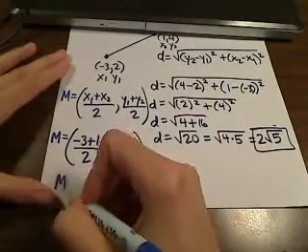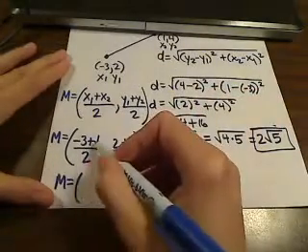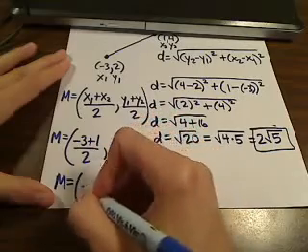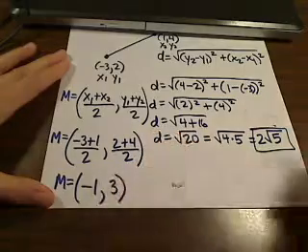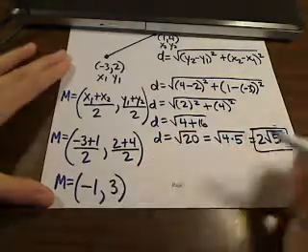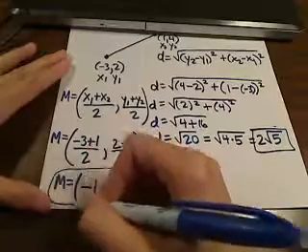Okay, so the midpoint here would be, this is negative 2 over 2, which is negative 1, and this is 6 over 2, which is 3. So your midpoint would be the ordered pair point, negative 1, 3. Okay?